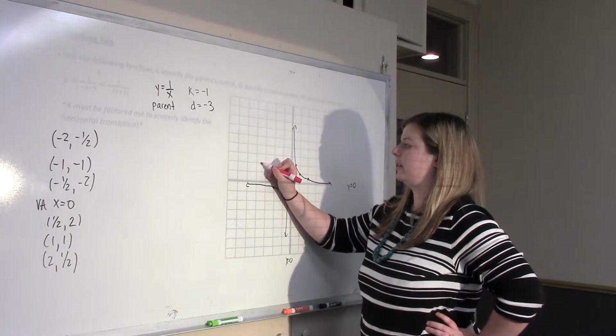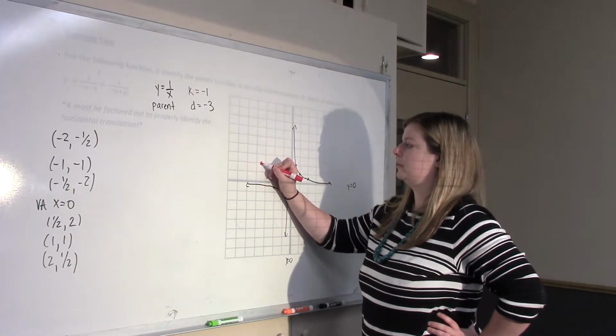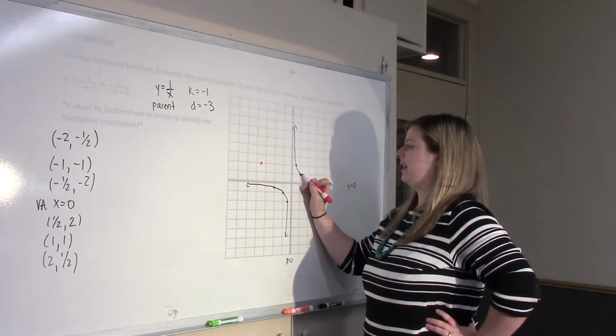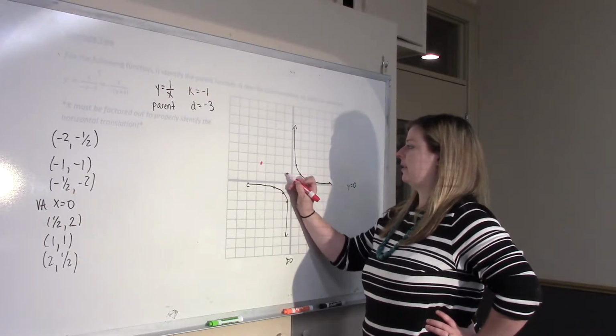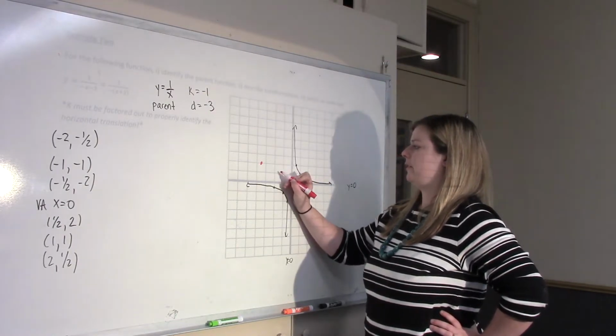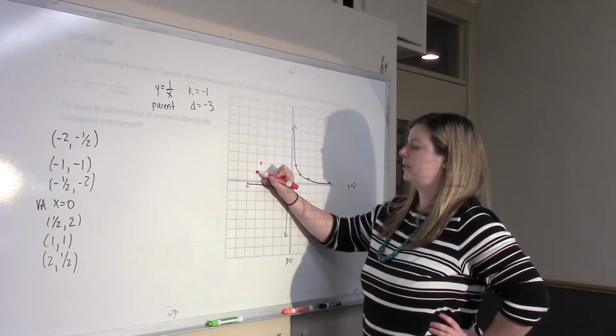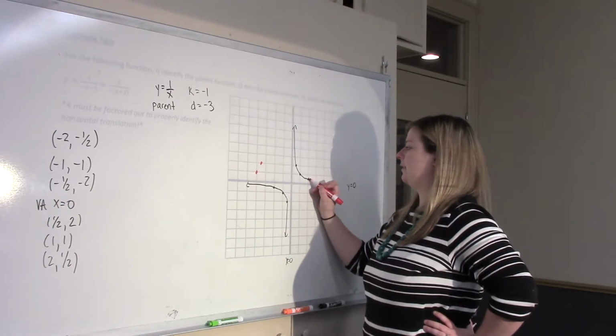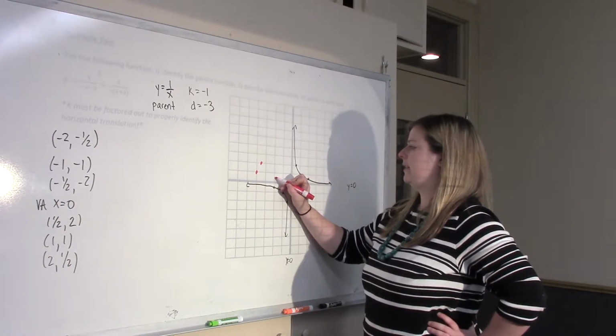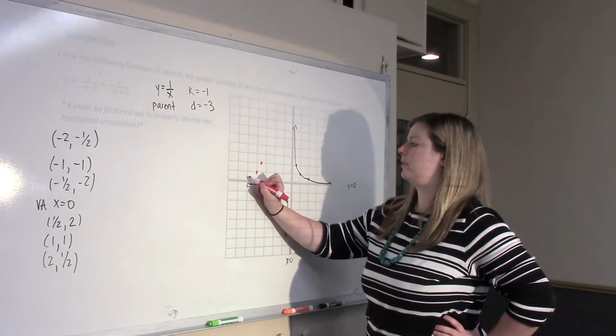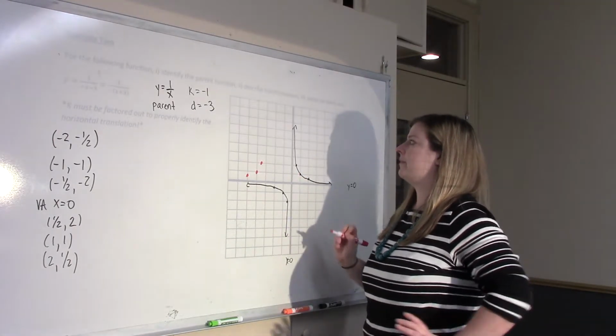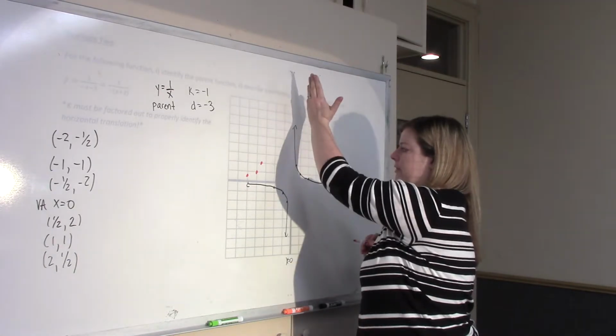1, 2, 3. Take this guy, reflect him horizontally, so 1 for 1, and then go left 3. Take this guy, reflect horizontally, then go left 3. 1, 2, 3. Okay, I'm going to do the same thing for my asymptote.